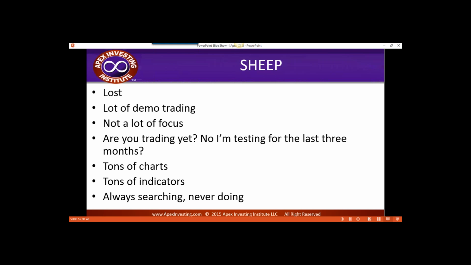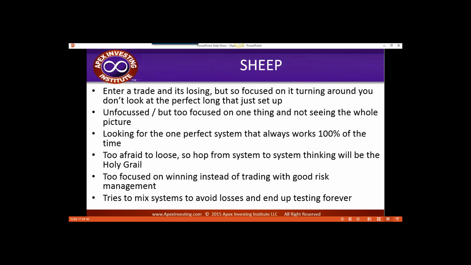I've just spent the last few months just testing and back testing. I'm mainly just back testing, and I'm just demo testing. And I've got a ton of different charts. I'm watching like 15 different instruments. I'm watching every U.S. stock index. I'm watching gold and oil and some FX. I'm watching everything, and I'm always searching. I'm never doing. I'm just wandering, lost all over the place.